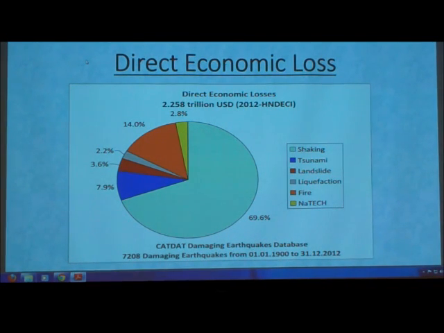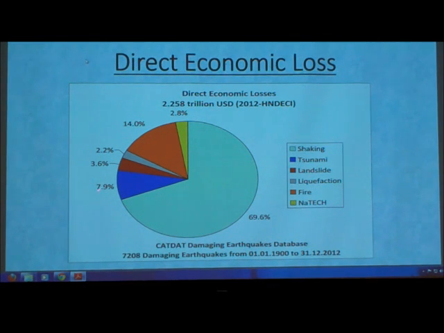This is a study that was compiled by an organization called CATDAT, where they took 7,000 earthquakes from 1900 to 2012 to measure the direct economic loss. And if you look, you can see that 70% of the damage, of the $2.2 trillion damage, is going to be from the shaking of vibrations alone created by the earthquake.